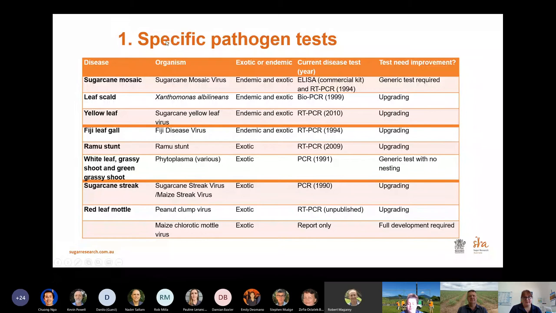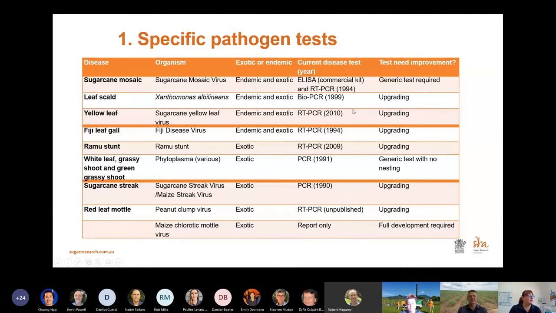You'll notice some of these are endemic, as in they are in Australia, and some are exotic, so they are overseas. Some of them are exotic and some are endemic. And some of these tests are really annoying to do, some are okay.